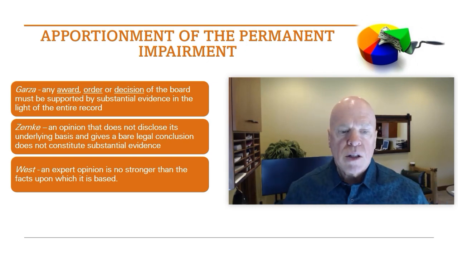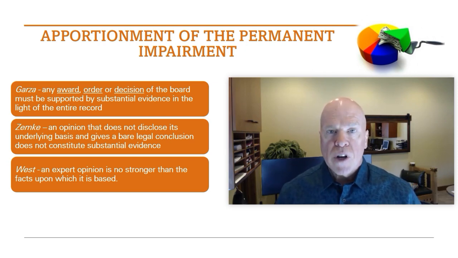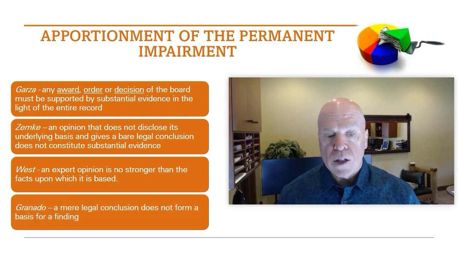The West case informed and instructed us that an expert opinion, such as ours, such as medical experts, is no stronger than the facts upon which it is based. So we're starting to get an idea that our opinion must be based on facts. The basis for our legal conclusion should be based on facts. So you're going to be called upon to disclose the facts upon which you base your apportionment approximate percentages.